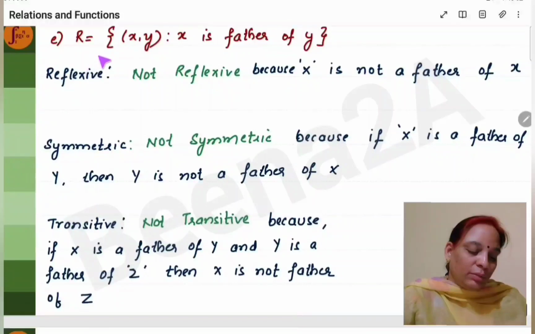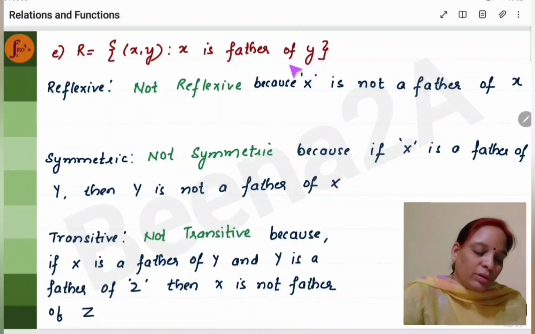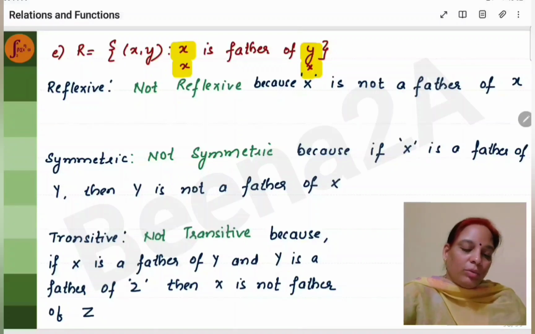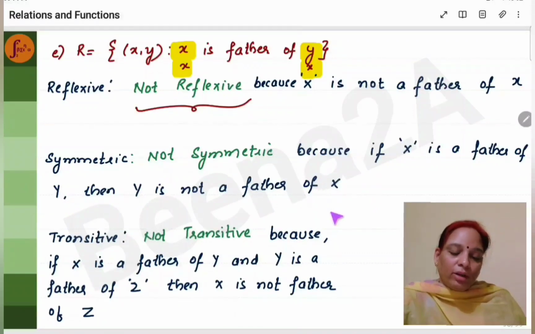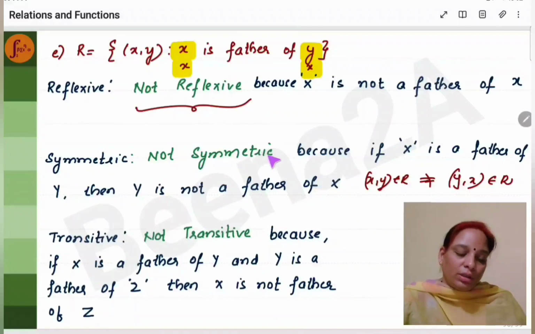Now let's take this example. X is father of Y, similar to the earlier problem itself. For reflexive, I'll replace Y with X, right? So can X be a father of X? Can X be a father of himself? No, right? It's not possible at all. Therefore, it's not reflexive. Symmetric. If X is a father of Y, then is Y a father of X? It cannot be reversed, right? It's not possible. So, I can say (X, Y) belongs to R does not imply that (Y, X) belongs to R. Therefore, R is not symmetric.